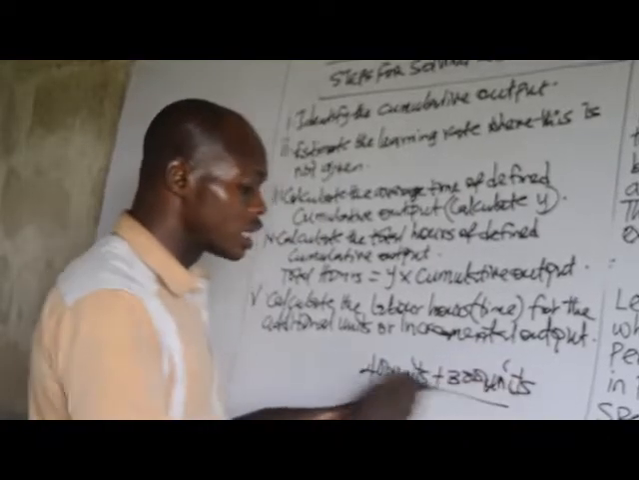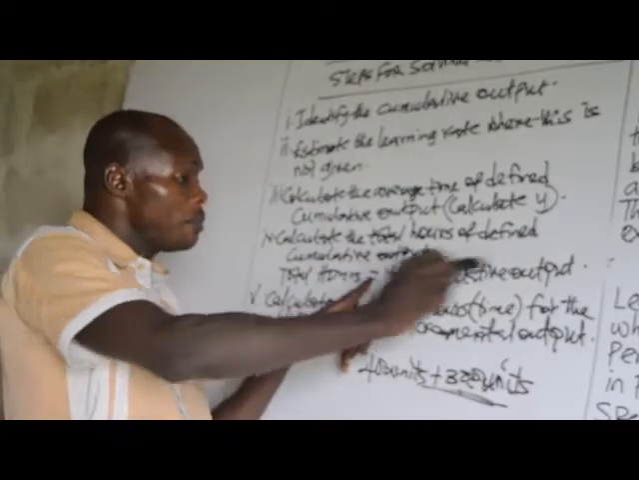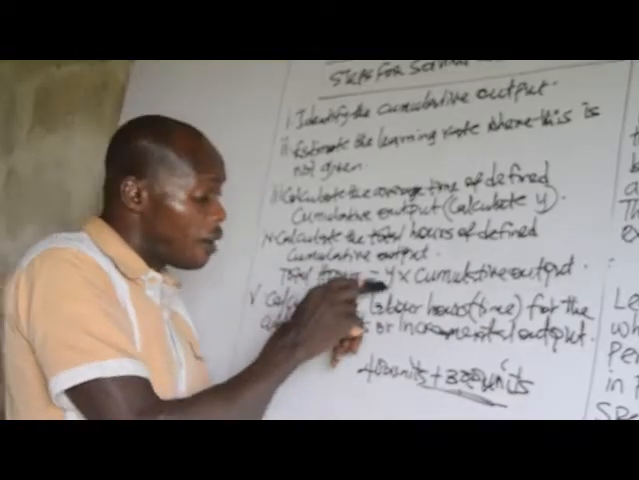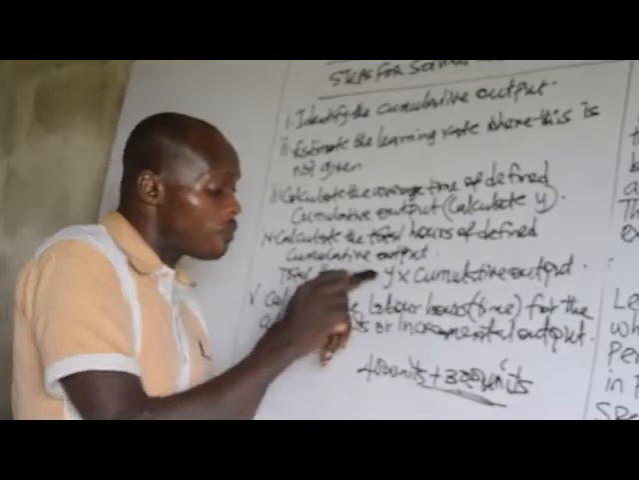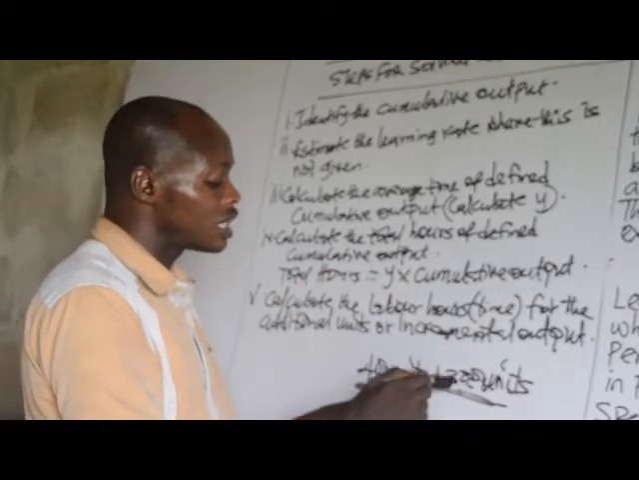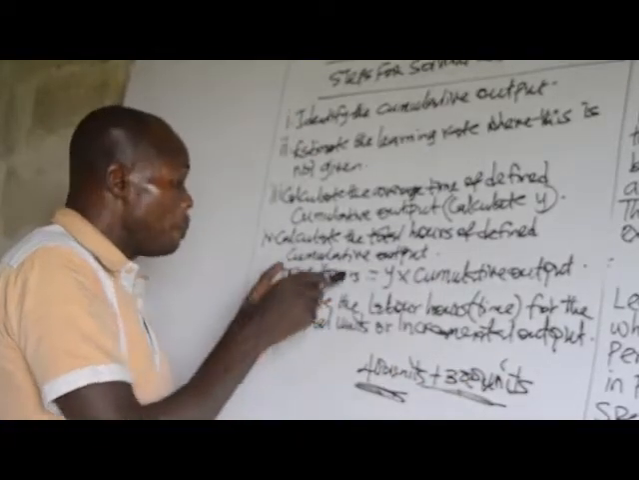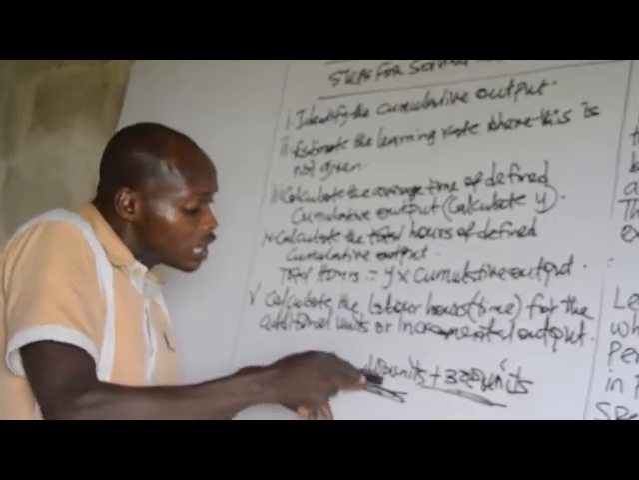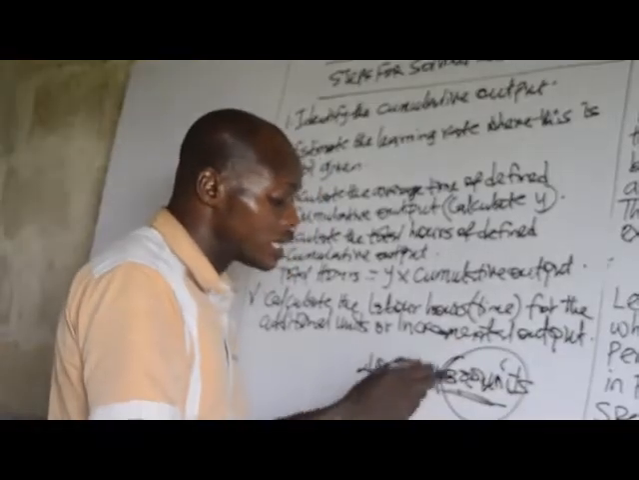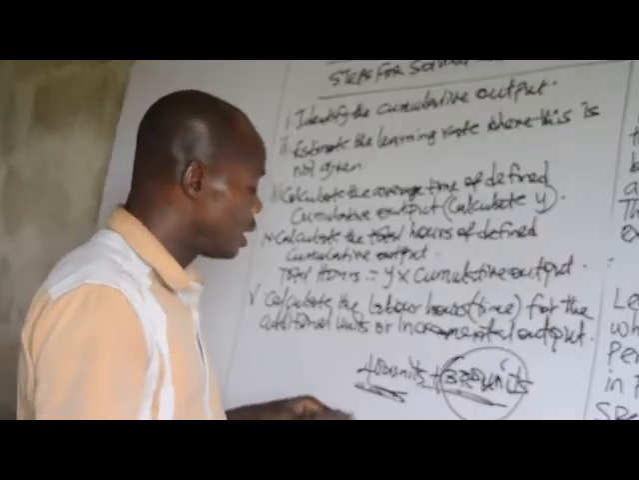So the time for these 300 units will be the difference between the total time for the defined cumulative output calculated in step 4, minus the time for the first 400. So that will give you the time, or the labor hours, for this incremental 300 units. That is the steps for solving a learning curve.